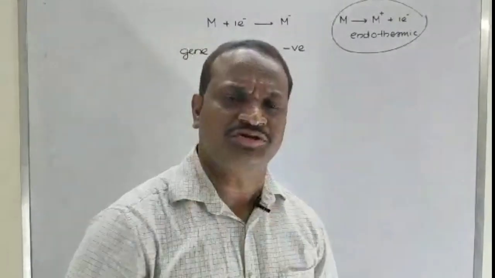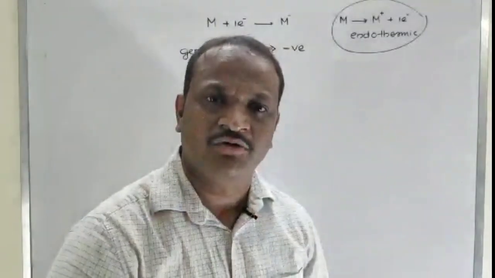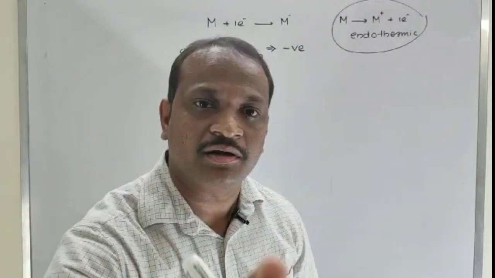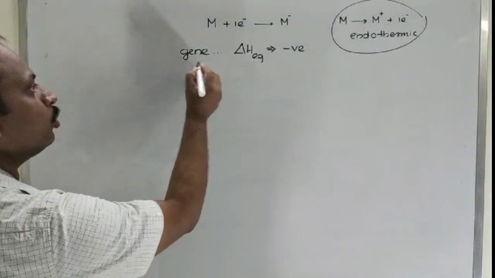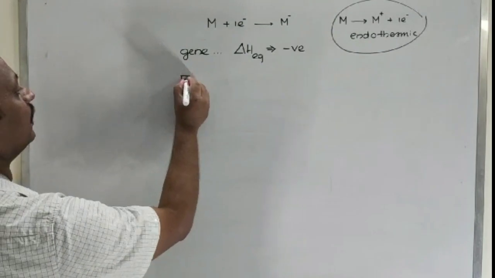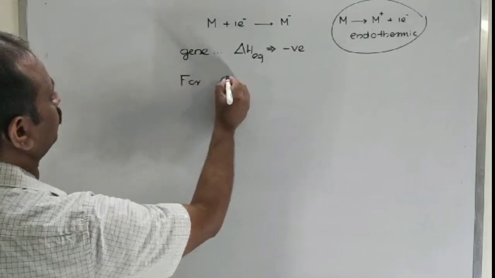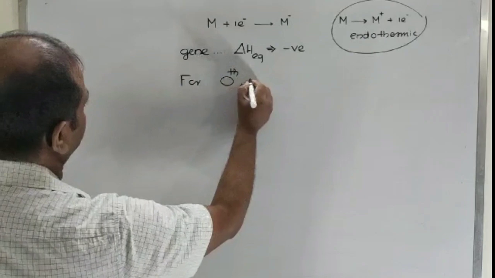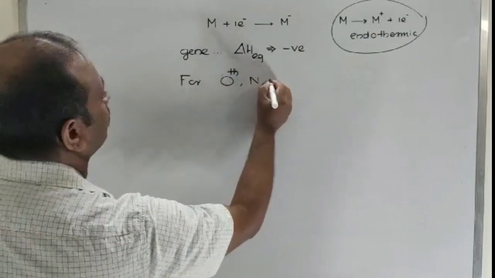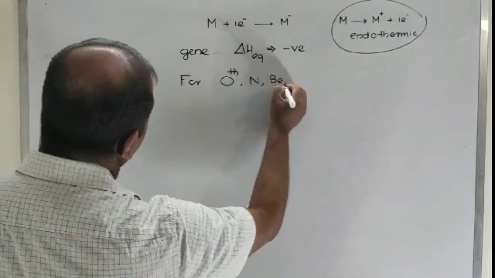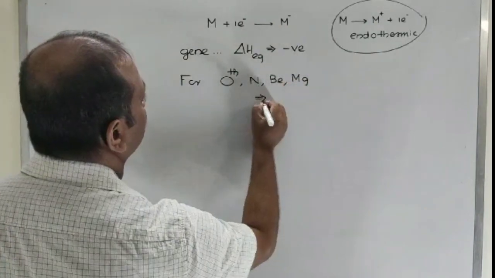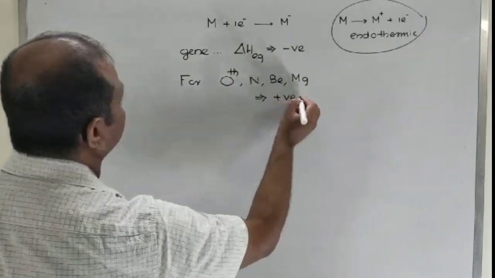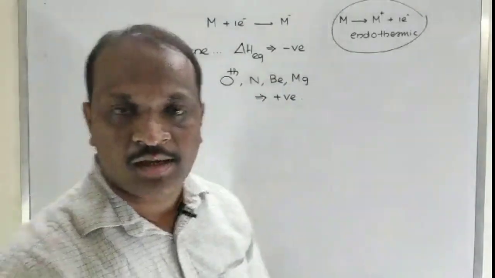For whom is it positive? For noble gas, for beryllium, for nitrogen, for magnesium. Please remember this in mind. So for whom is it positive? Remember, for the 0th group, next for nitrogen, next for beryllium, next for magnesium, this will be positive. Please remember that in mind.